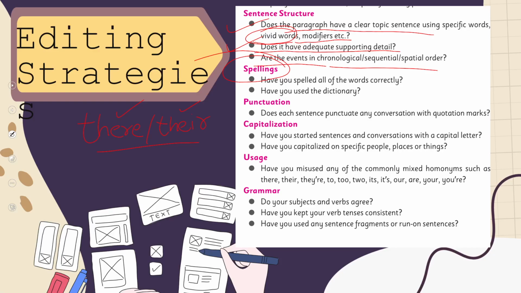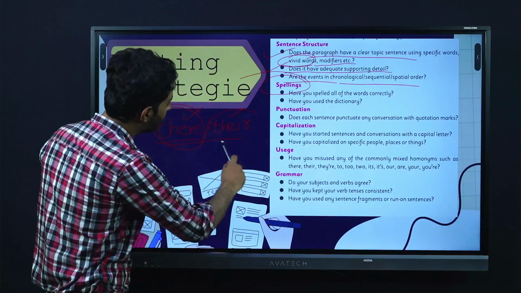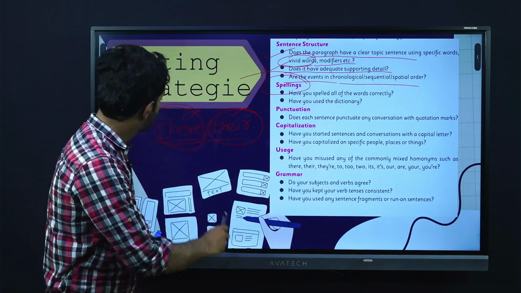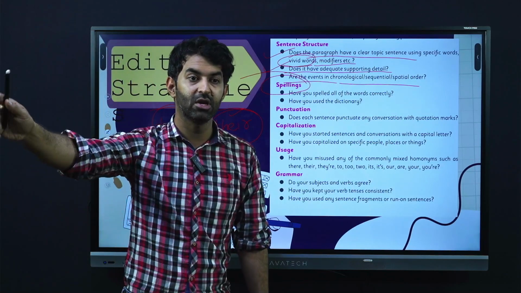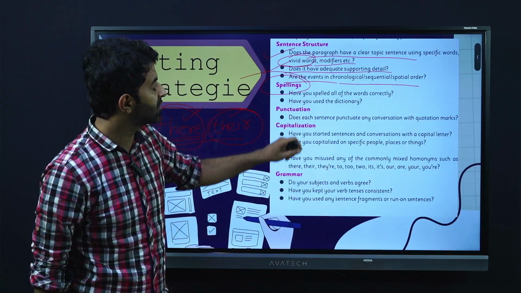So if I write their car is very good, their car is nice, is it correct? Come on guys, their car, T-H-E-R-E, their car is so nice. It's wrong. You should be writing T-H-E-I-R, their car is nice. There he goes or there she goes. She went there. T-H-E-R-E, there. So we need to be careful about such mistakes.